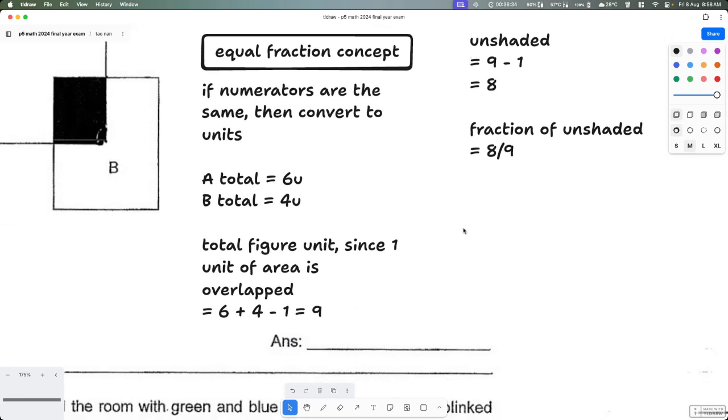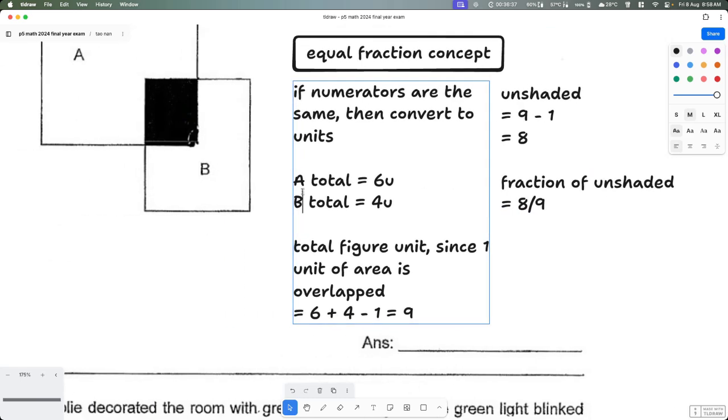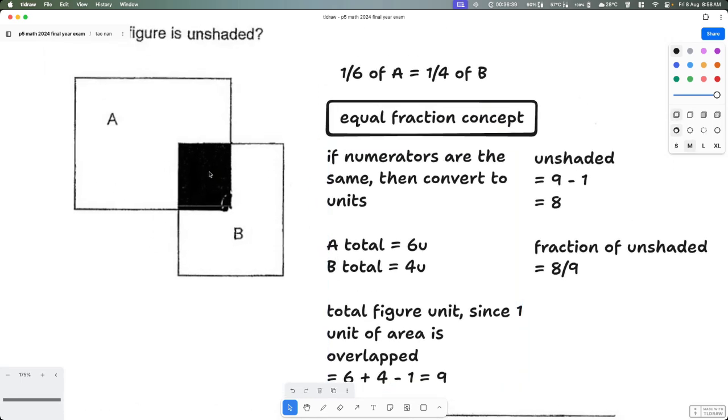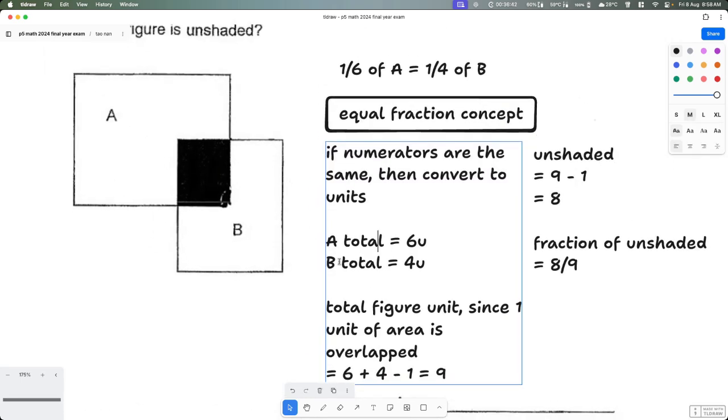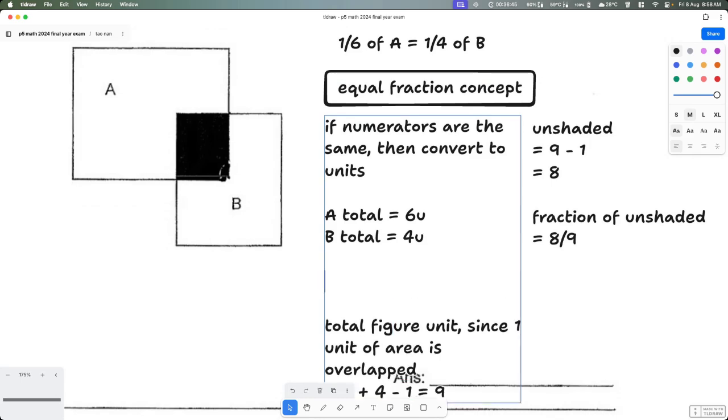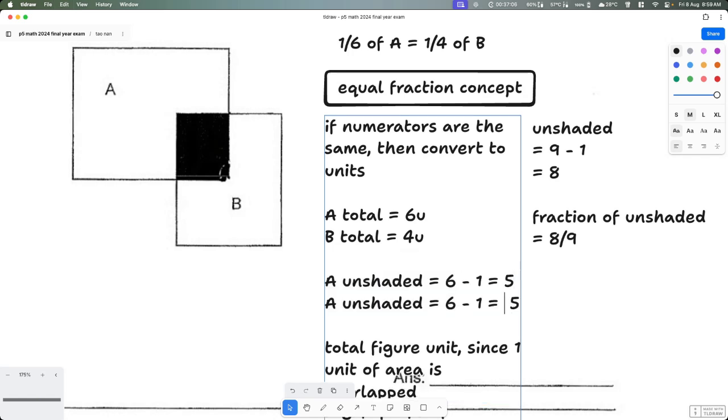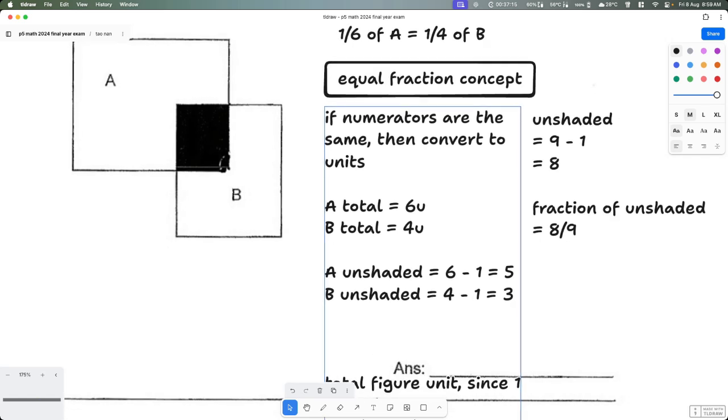Okay, so in this case, A total is 6 units, B total is 4 units. So an easier way is to say A unshaded is equal to 6 minus 1 equal to 5. And then for B, the easy explanation would be this: B unshaded is equal to 4 minus 1 equal to 3, right?